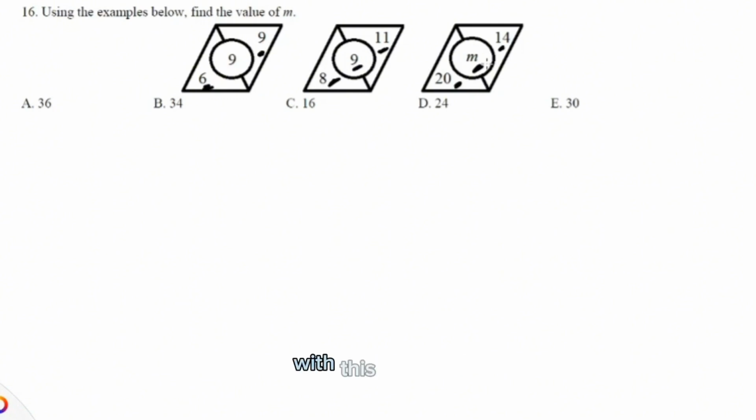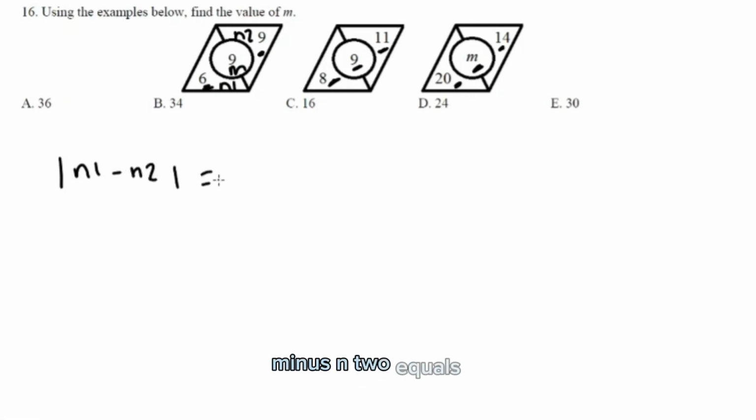Alright, with this problem, it's the hardest problem in the test because it's solely based on luck. You just have to somehow guess the pattern and figure it out. So the pattern for this problem is the absolute value, let's call this n1, n2, and the middle number m. The absolute value of n1 minus n2 equals m. That's almost correct, but there's one more thing we have to do. We have to square this. The absolute value of n1 minus n2 squared equals m.